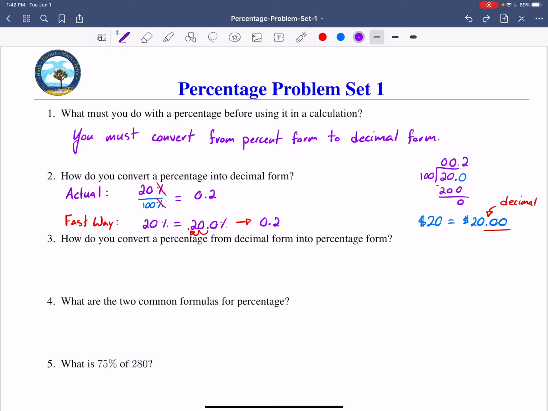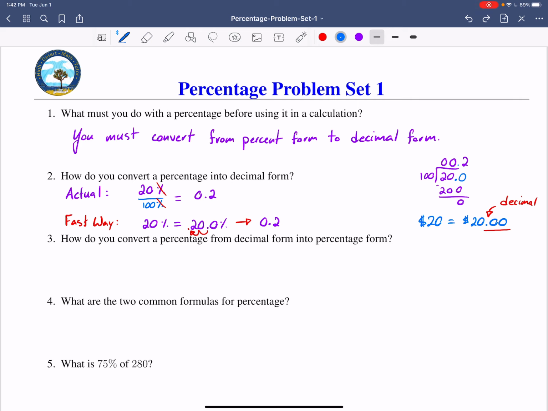So anytime you're given a percentage in a problem, before you can use that in a calculation, you have to convert it to decimal form. The actual way of converting a percent into decimal form is dividing that percentage by 100%. But the fast way of converting the percentage into decimal form is to add a decimal, then move it 2 places to the left.